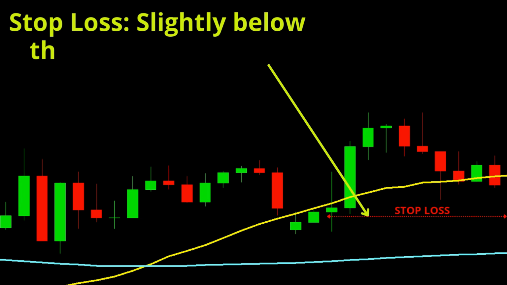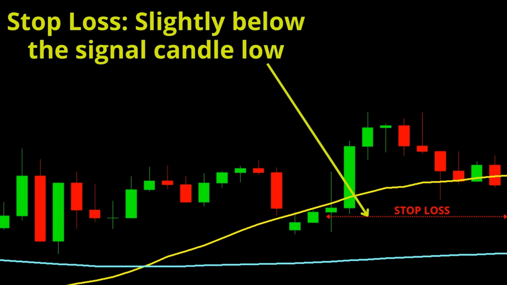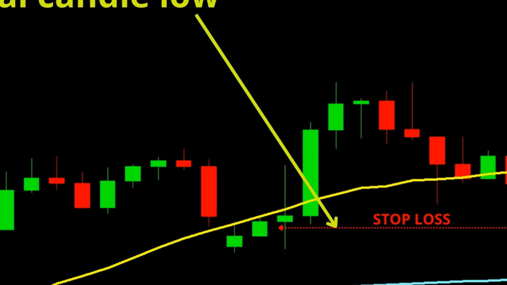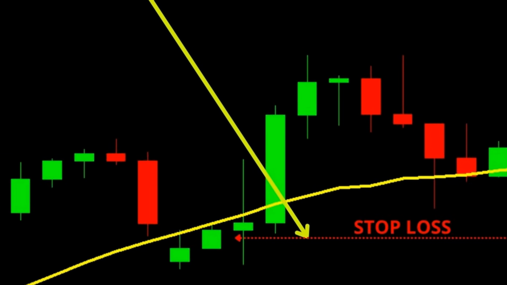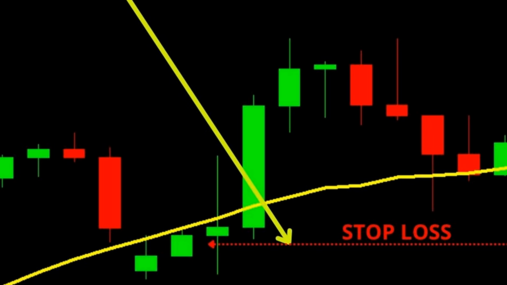Protecting your capital is the most important part of any strategy. Place your stop loss slightly below the low of the signal candle. This provides a clear technical exit point if the reversal fails to hold.